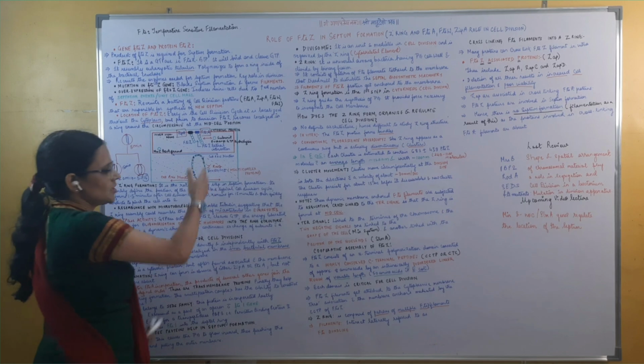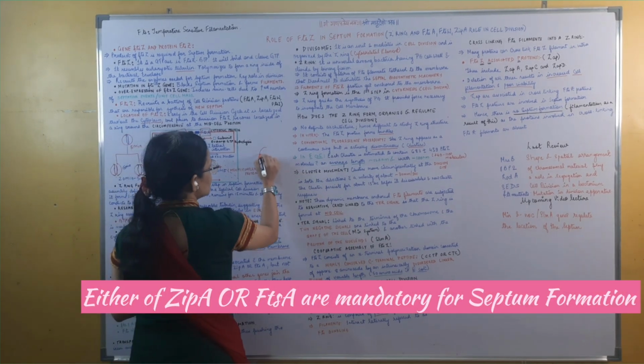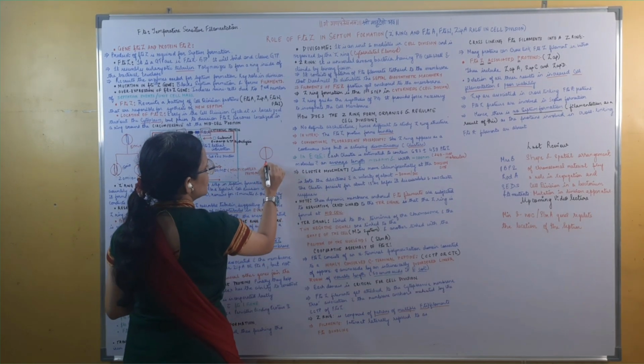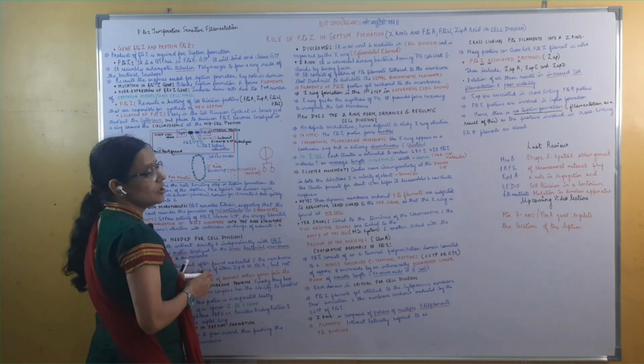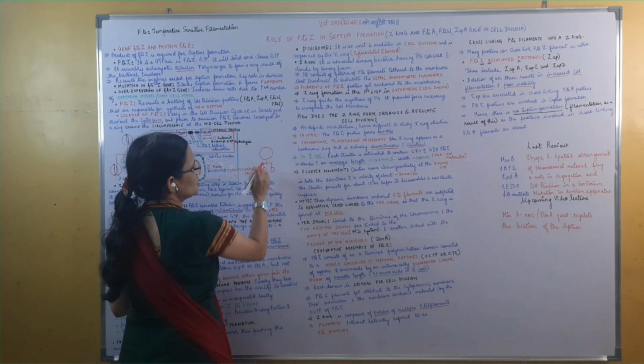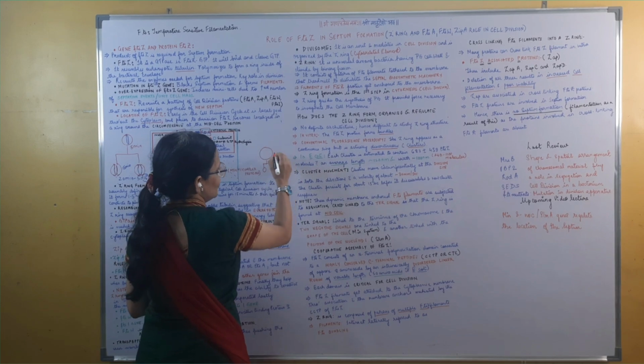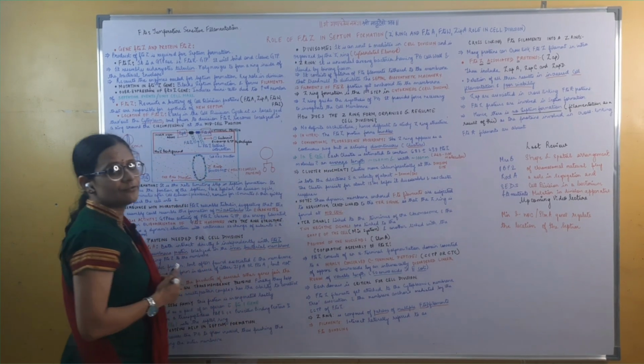So there will be no septum formation, and it will lead to the formation of filaments. Because if the septum does not form, see, this is a cell and you have a septum, right? After septum formation, the cell divides into two. But if there is no septum formation, then you will have a long cell. You will have a filamentous cell formed.